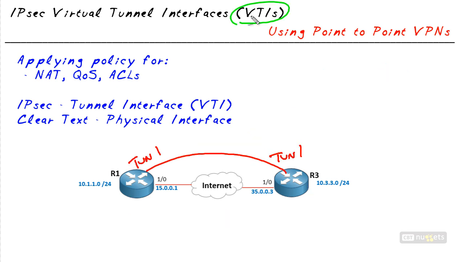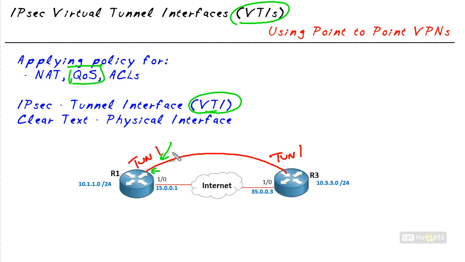Now, one of the cool features of using this virtual tunnel interface is that if we want to apply certain types of policies to the encrypted traffic, we can apply that policy directly to this virtual tunnel interface. So if we wanted to do a QoS policy and do marking of the packet in a certain way for the IPsec traffic, we'd create that policy, very likely with a class map and a policy map, and we'd apply that policy map to the tunnel interface.